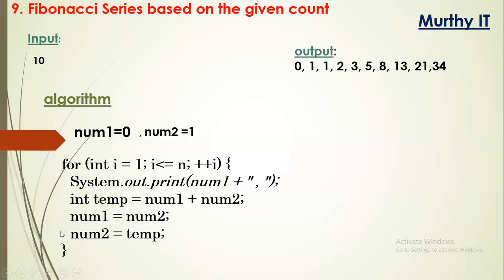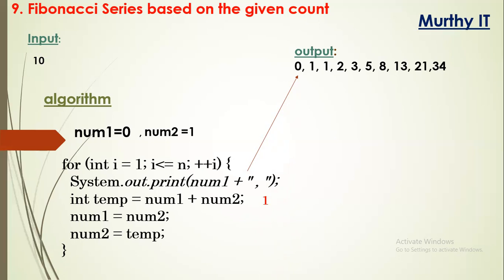At the time of the first iteration, we are printing the number 1 value. In the number 1 variable, what value is there? 0. So 0 is printed. In the next line, temp equal to number 1 plus number 2. In number 1, 0; number 2, 1. So 0 plus 1 is 1. Currently in the temp variable, 1 is there.